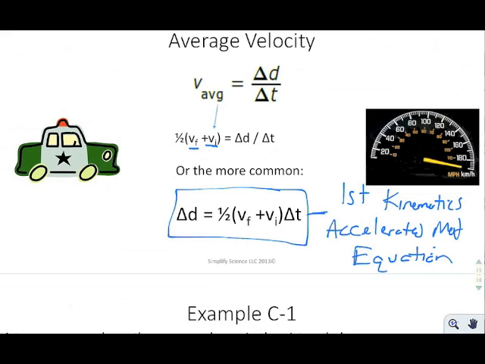Now, the reason why we say it's an accelerated motion equation is because there is apparently a change in velocity. If there is no change in velocity, say for example it's 10 and 10, well 10 plus 10 is 20 divided by 2 is 10, so you could just use the original equation. This is the only equation you use whenever you have constant velocity. Constant velocity means there's no change in velocity whatsoever.